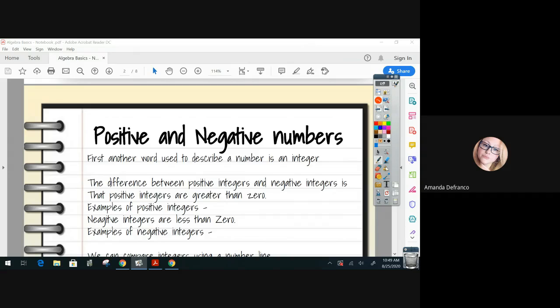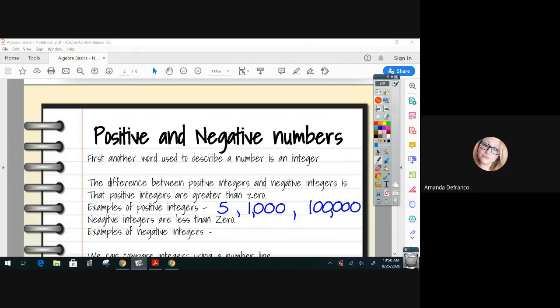Examples of positive integers that are greater than 0, usually I get 5, 1,000, 1,000,000. Oh, that's 100,000. Well, we're going to go to 100,000 because I ran out of space.